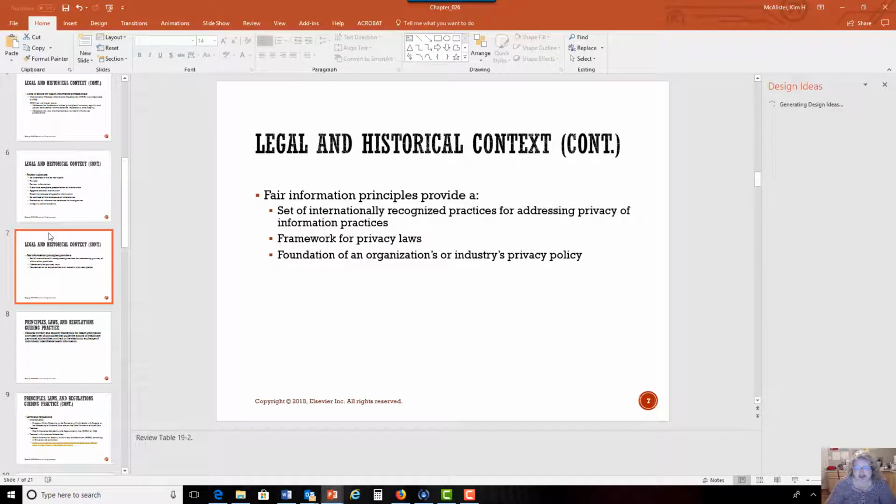There is such a thing as fair information principles, and this is a set of internationally recognized principles for addressing privacy of information practices. It's a framework for policy laws, and these were developed by the US, Canada, and the European governments. If you want to know more about this, look on page 438 in table 26.2. This whole information principle can also be used to formulate your institution's privacy policies. So these are pretty powerful principles that can be used.